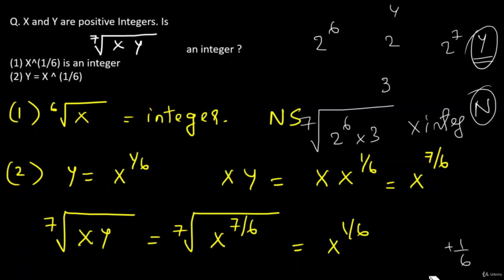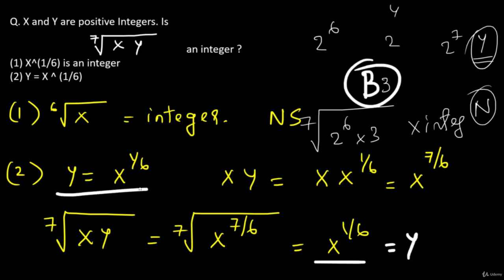Now can you tell me whether this over here will be an integer or not? This will be an integer because it's given that y is equal to x to the power 1 by 6, and in the question it is mentioned that y is a positive integer. Therefore yes, the 7th root of x into y is an integer, and hence the answer to this question is option B. That is, statement 2 alone is sufficient, but statement 1 alone is not sufficient.